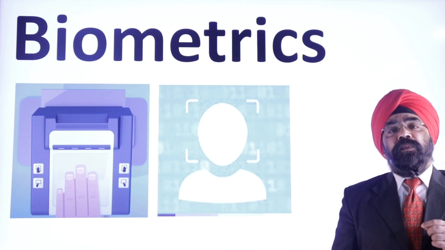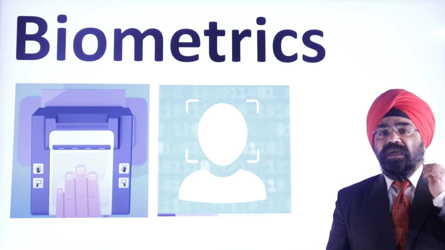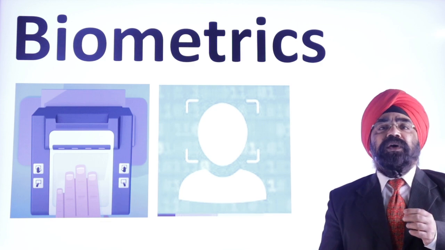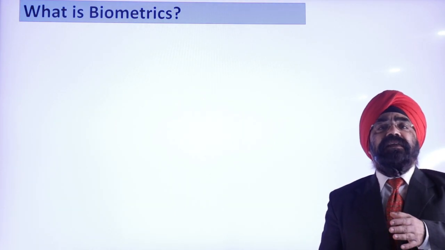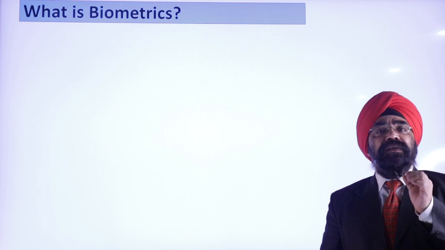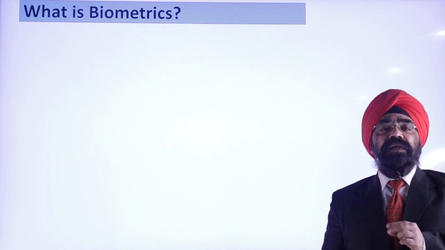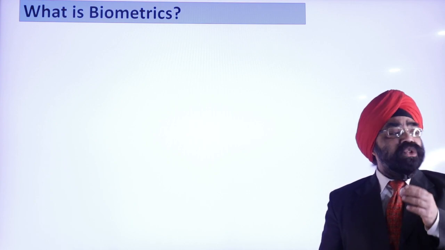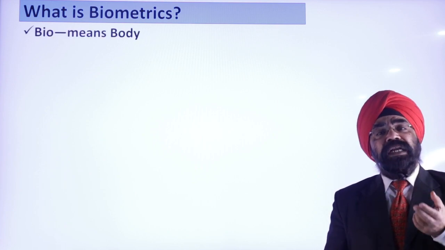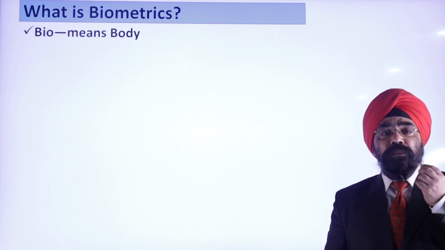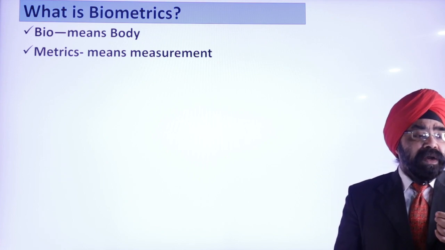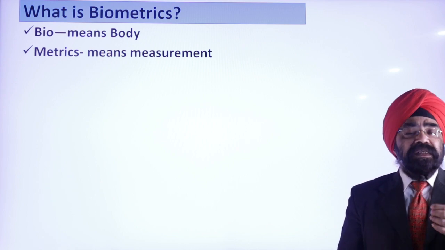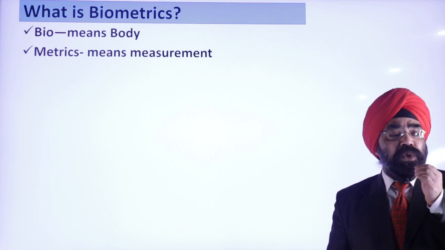Now, what is biometrics? The first question which comes to your mind is, what is biometrics? The answer lies in the word biometrics itself. Basically, biometrics is formed from the two words bio and metrics. Bio means body and metrics means measurement. So biometrics is a biological measurement, a set of physical characteristics that can be used to establish your identity.